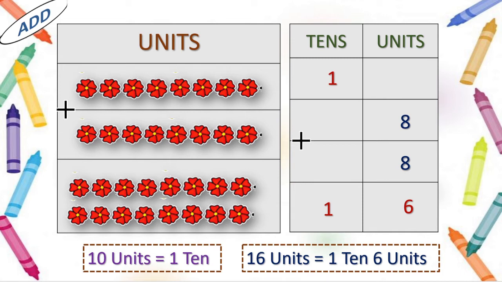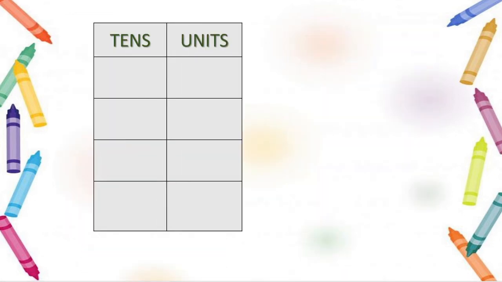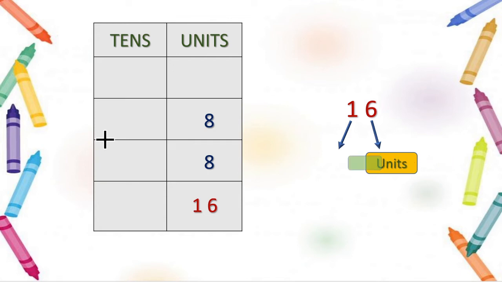I want to make this clear by using this table. Okay, same thing, let us write here. 8 units plus 8 units. You know the answer is 16 here. Let us write 16 here first. Dear children, to make this clear, I will take this 16 again here. In this 16, the number on the right hand side always tells us about the units place. So 6 is in the units place and 1 is in the tens place.